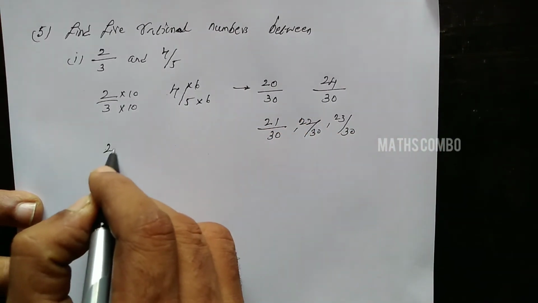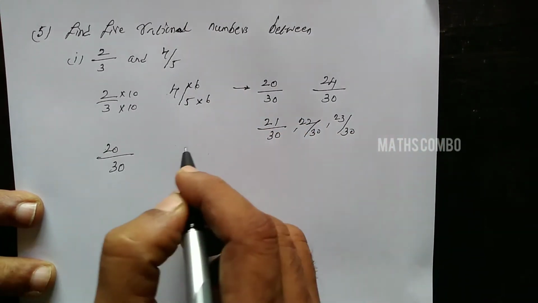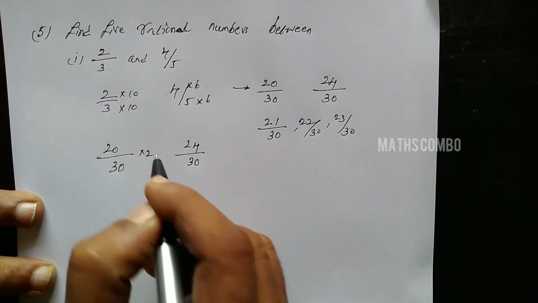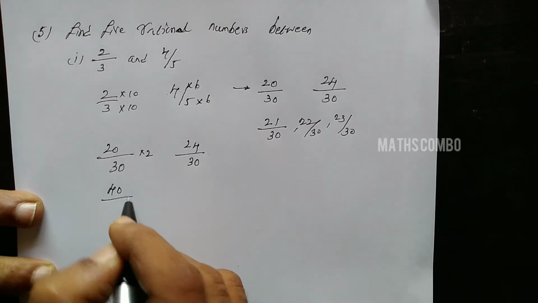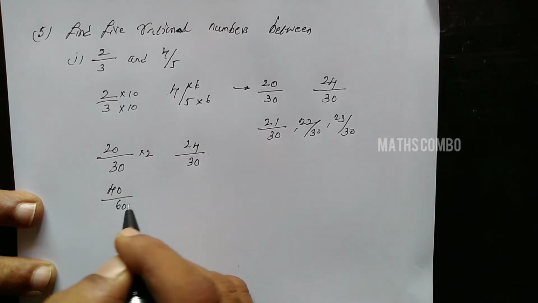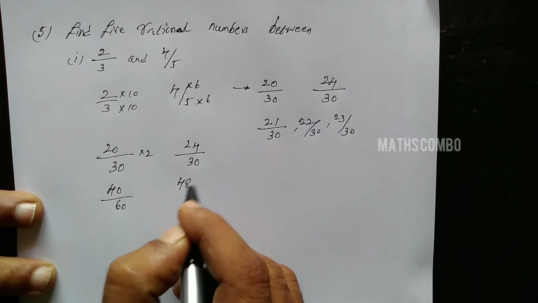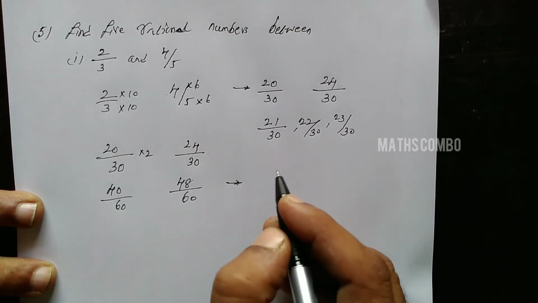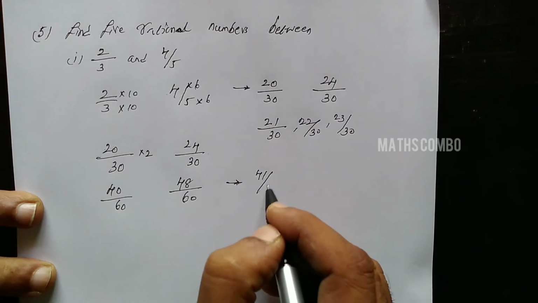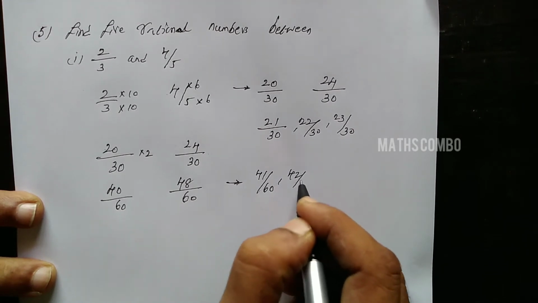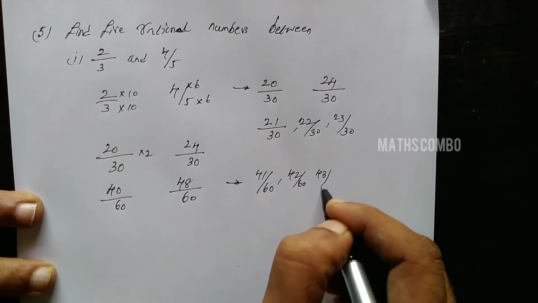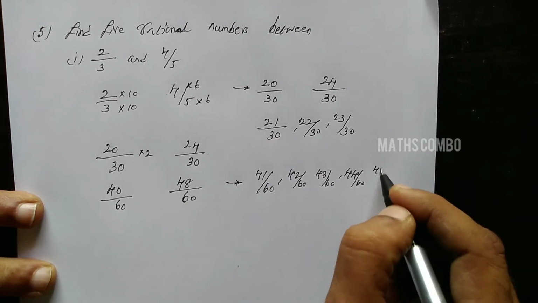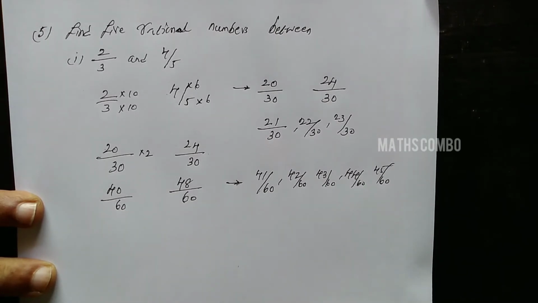So it is 20 by 30 and 24 by 30. Let us multiply by 2. Okay, so it will become 40 by 60 and 48 by 60. So simply it is 41 by 60, 42 by 60, 43 by 60, 44 by 60, and 45 by 60. Okay, this is very simple logic.